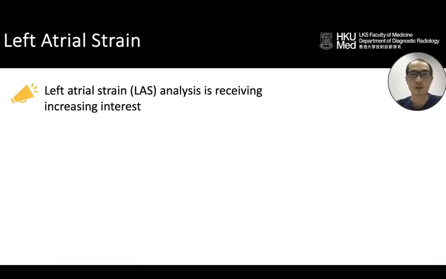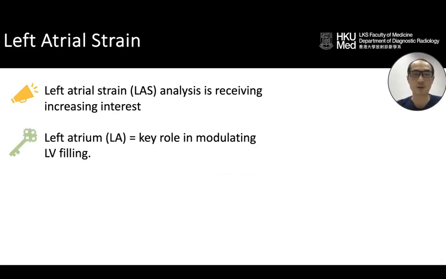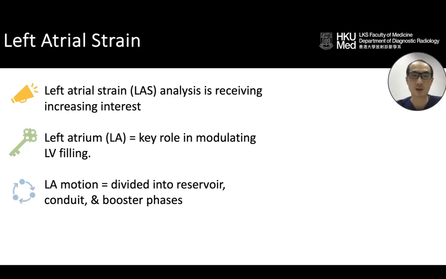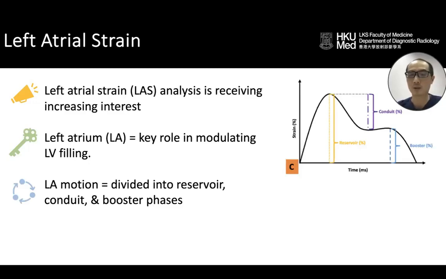So left atrial strain has had a lot of interest, and the reason why is because the left atrium is key in modulating LV filling. So left atrial motion can be divided into the reservoir, the conduit, and the booster phases. And what do I mean by this? So the reservoir phase is really the whole strain, meaning the whole change in deformation of the left atrium, as illustrated in this graph. If you then look at the conduit phase, this is really the phase where the left atrium is passive and blood is just passing from the pulmonary veins into the left ventricle. Whilst the booster phase is really where the left atrium gives that little bit of a push of the blood into the left ventricle.